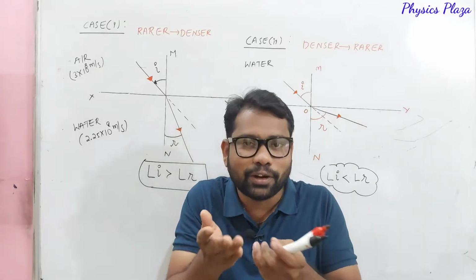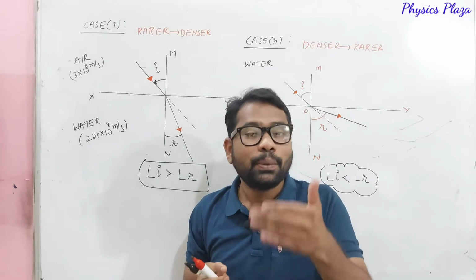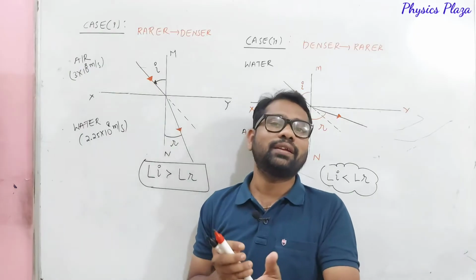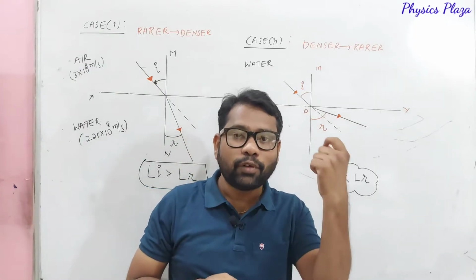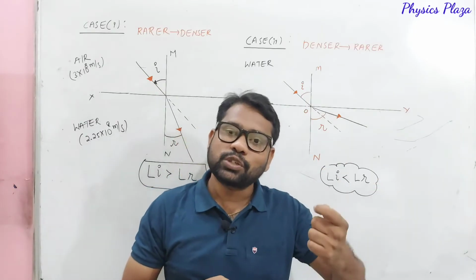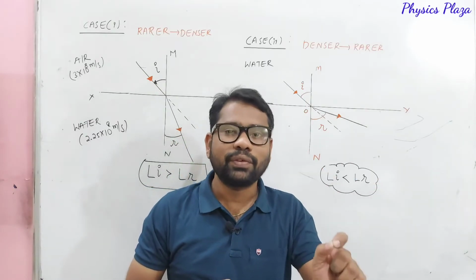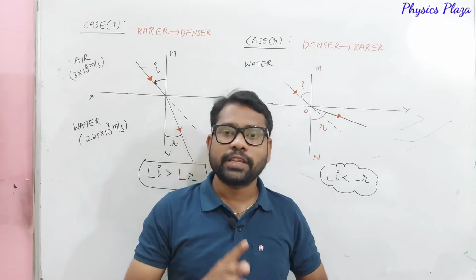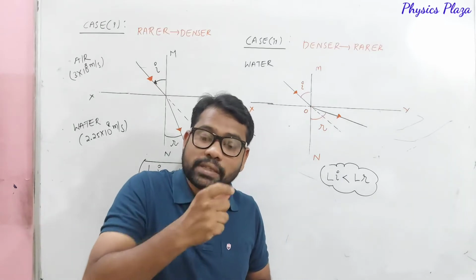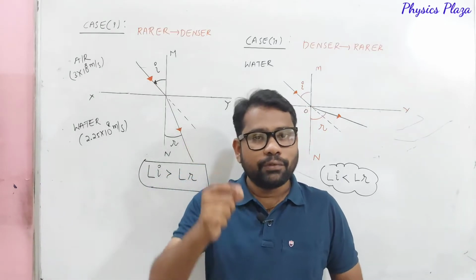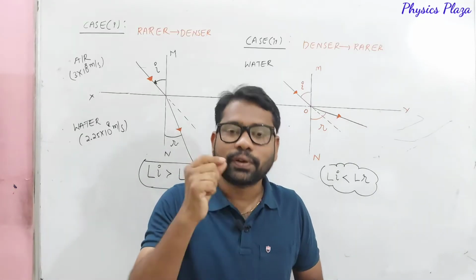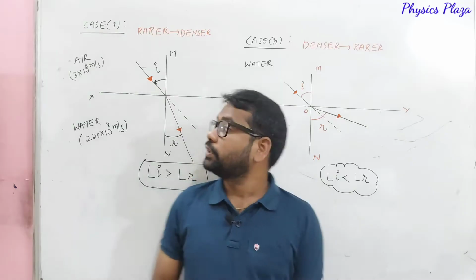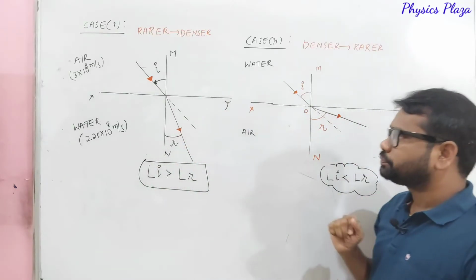Of course, the deviation we can call bending. Why is it deviated? Because of the change in speed. Because the speed of light changes from one medium to another medium, the light bends. That we call the refraction of light. So in the exam, if they ask what is the cause of refraction, we should write: the change in speed of light is the reason for the refraction of light. So this is how refraction occurs.